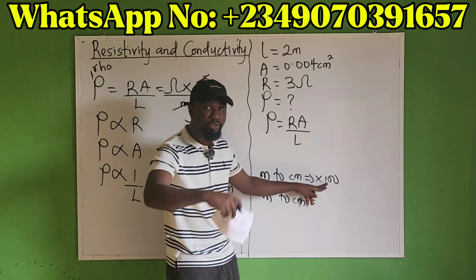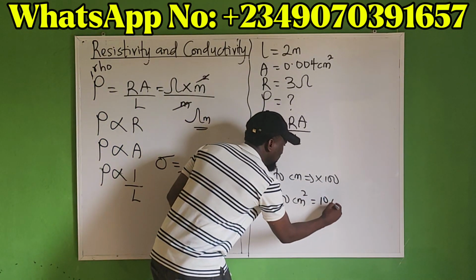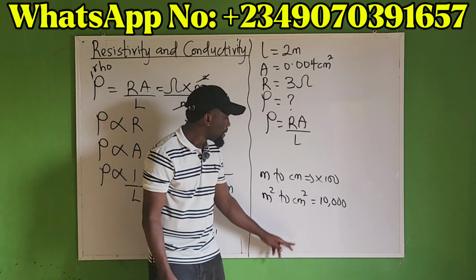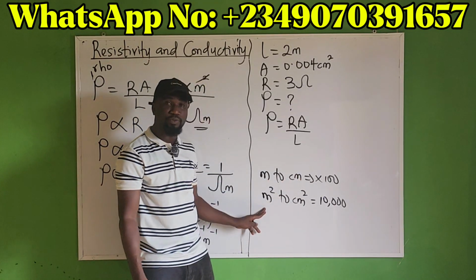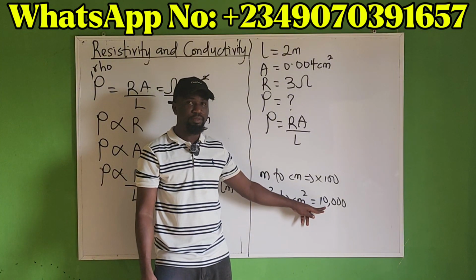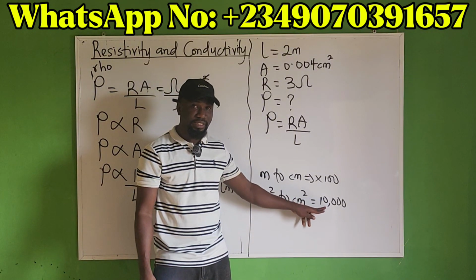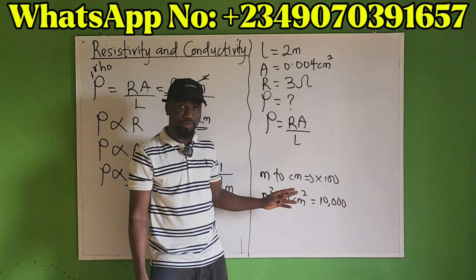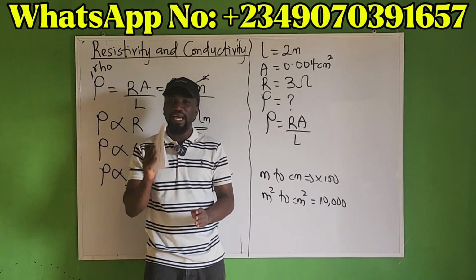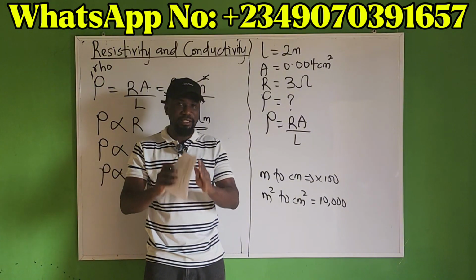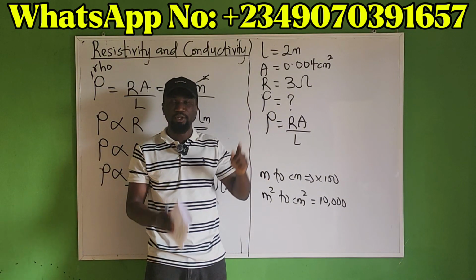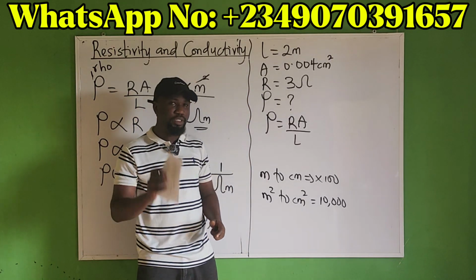Are you with me now? 100 squared is 10,000. So if I now want to change centimeter squared to meter squared, that will give us divided by 10,000. Do you get it now? Divide by 10,000. Please, there's a video where I talked about unit conversion, which every physics student needs to know. If you want to know that, please kindly check the video you can see right here on the screen to know everything about unit conversion.